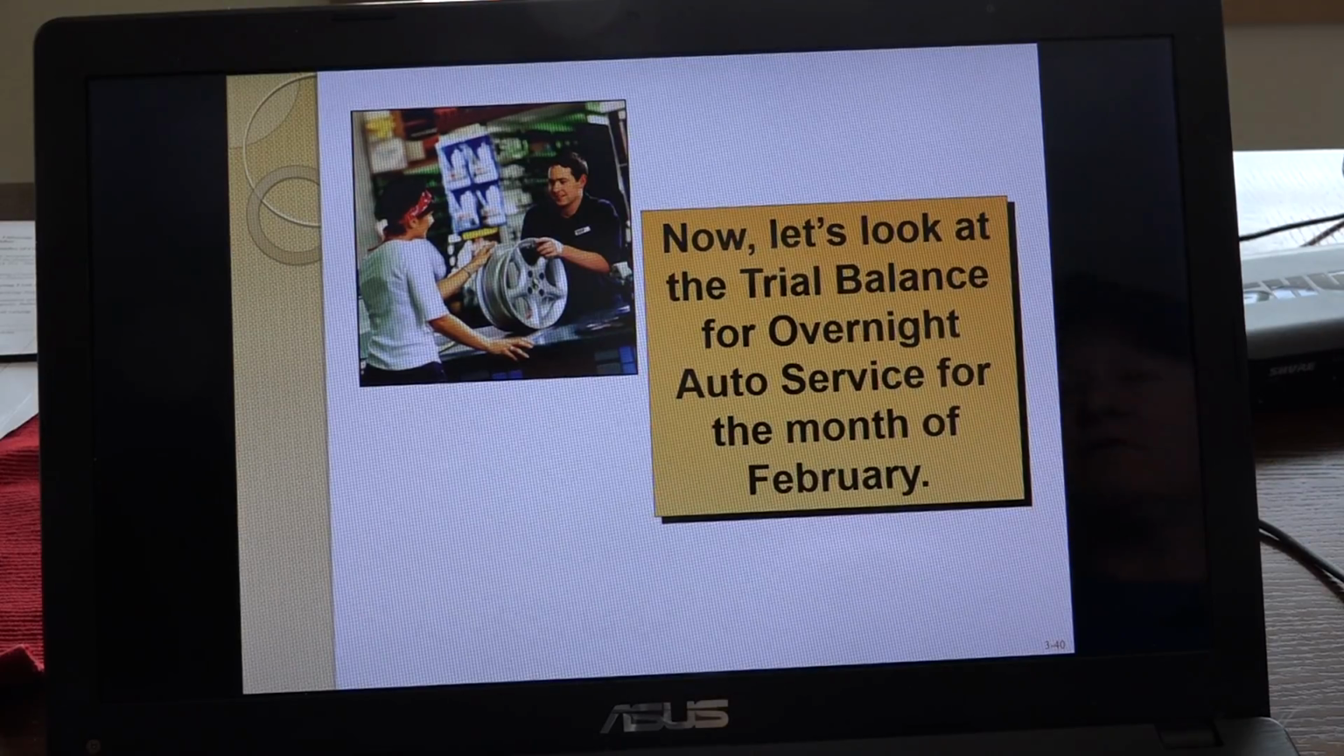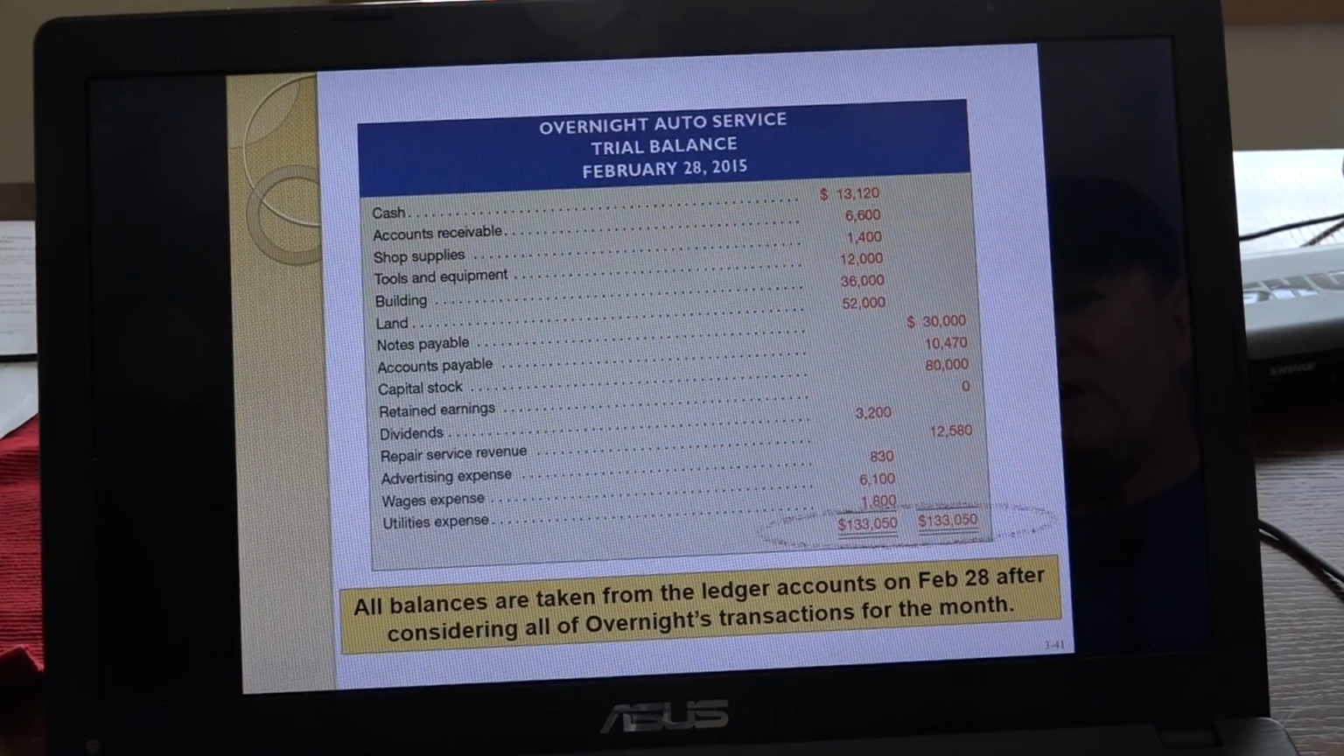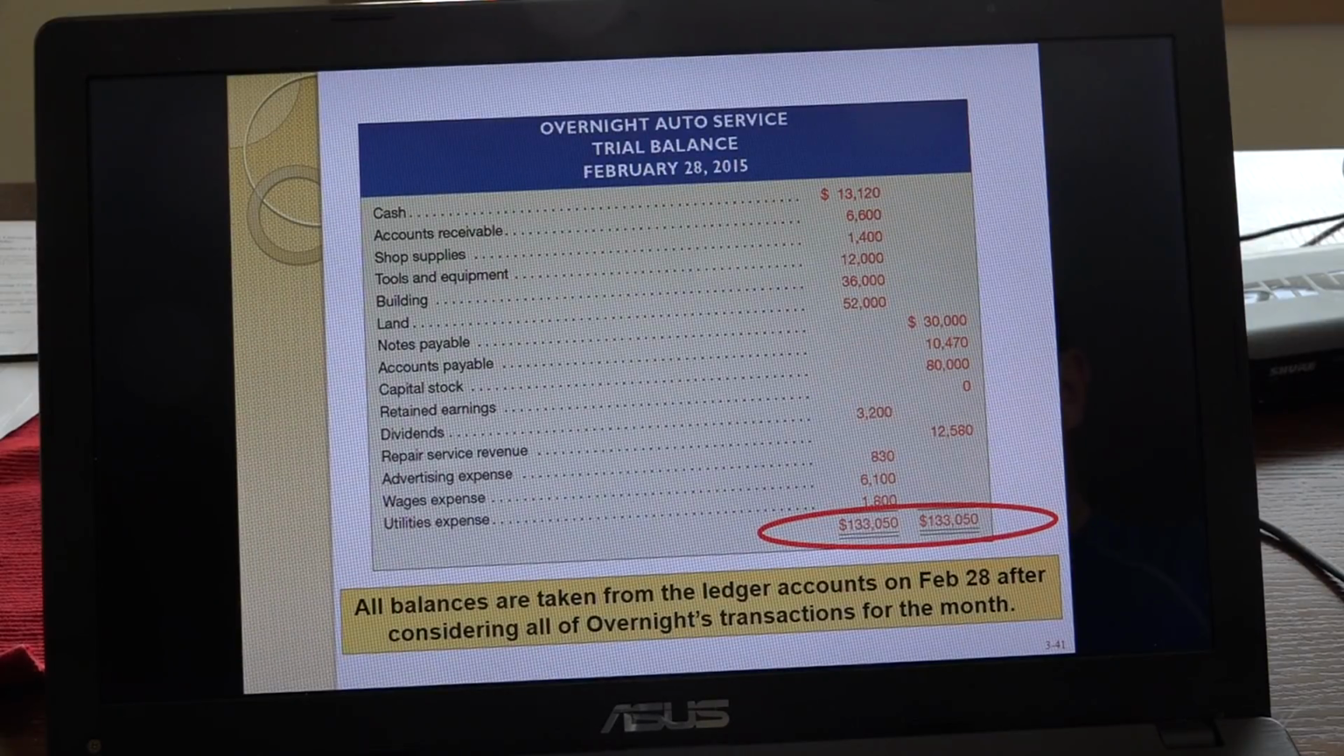After you analyze, journalize, and post, you're not going to do this every time. Usually you do it once a month at the end of the month after you've journalized and posted all your transactions for the month. You'll run what's called a trial balance. And a trial balance is simply all of your accounts, and the end result is all the debit balance accounts should equal all the credit balance accounts.